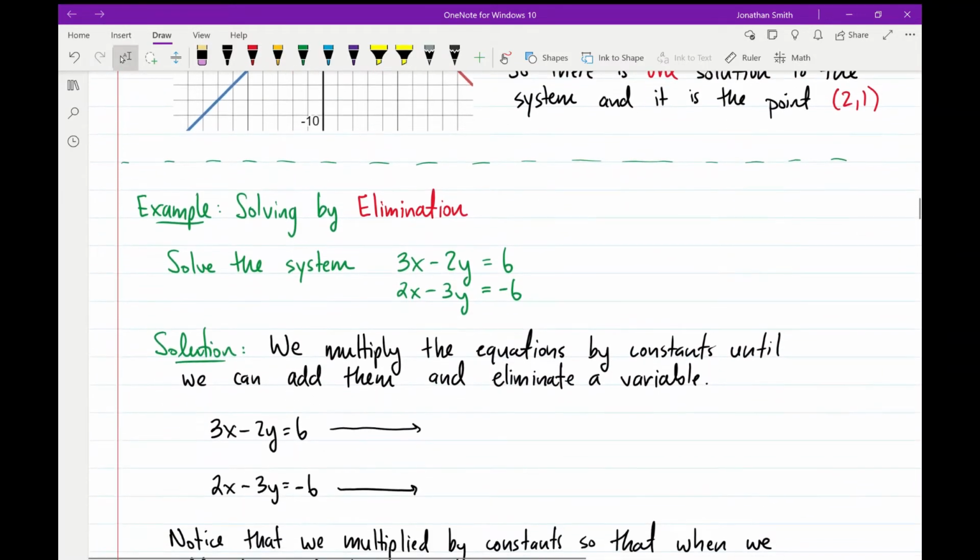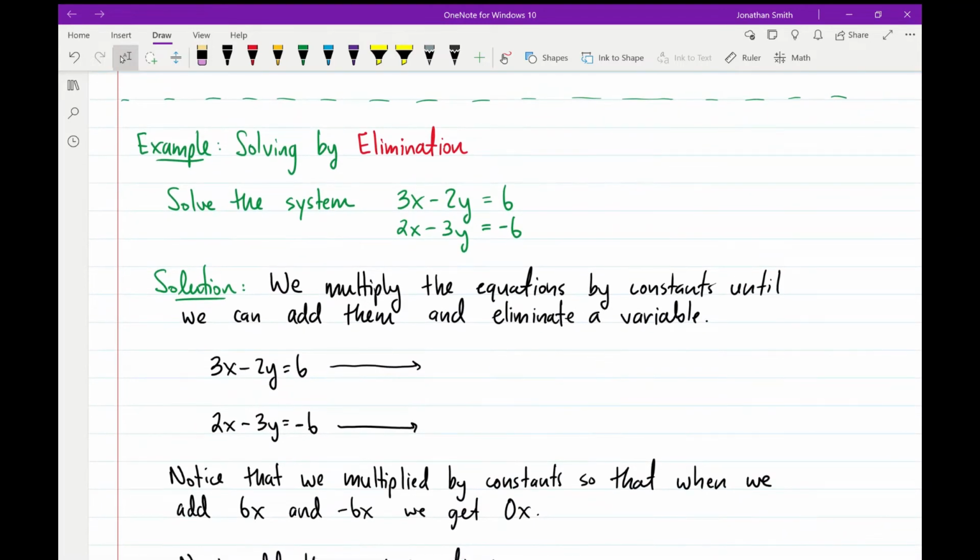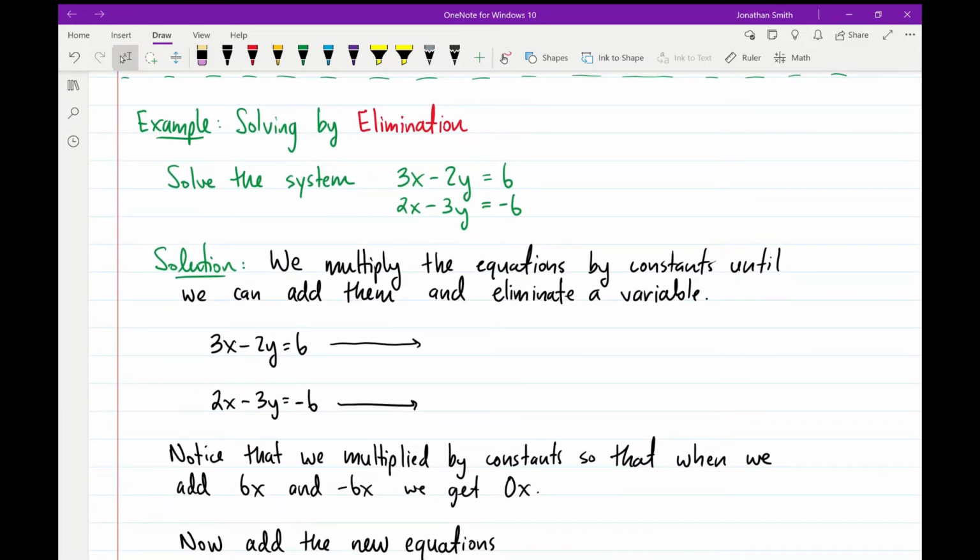All right, so the next method we're going to talk about is elimination. So this time we're looking at the system 3x minus 2y equals 6, and then the other equation is 2x minus 3y is equal to negative 6. So ultimately, the game plan for using the elimination method is to multiply the equations by constants that allow us to add them together or subtract them together in order to get rid of one of the variables. And then we can move down to equations in one less variable. So let's go through how this would work.